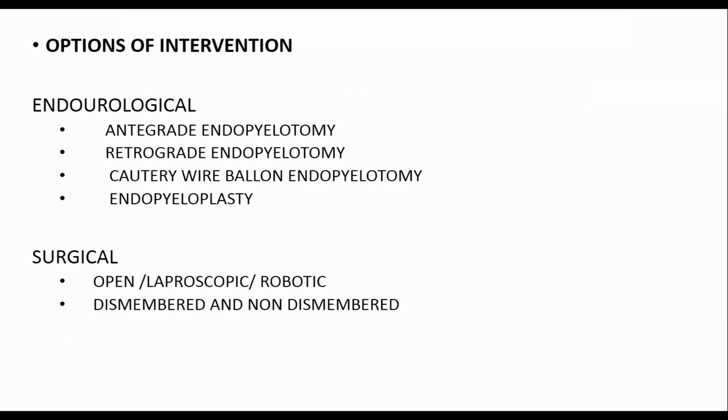So the options of intervention can be endourological or surgical. The endourological options are antegrade endopyelotomy, retrograde endopyelotomy, or cautery wire balloon endopyelotomy or endopyeloplasty. Surgical can be in open form, laparoscopic, or robotic modality, or it can also be divided into dismembered or non-dismembered pyeloplasty.